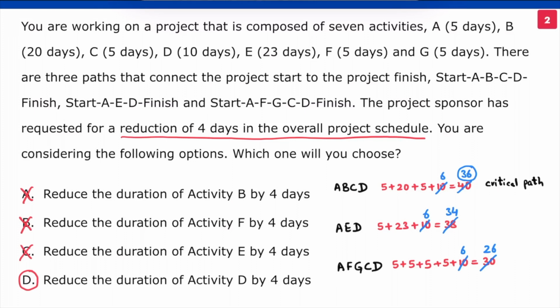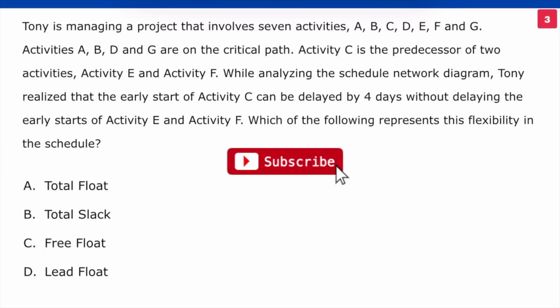Let's look at one more problem. Tony is managing a project that involves 7 activities: A, B, C, D, E, F, and G. Activities A, B, D, and G are on the critical path. Activity C is the predecessor of 2 activities, Activity E and Activity F. While analyzing the schedule network diagram, Tony realized that the early start of Activity C can be delayed by 4 days without delaying the early starts of Activity E and Activity F.